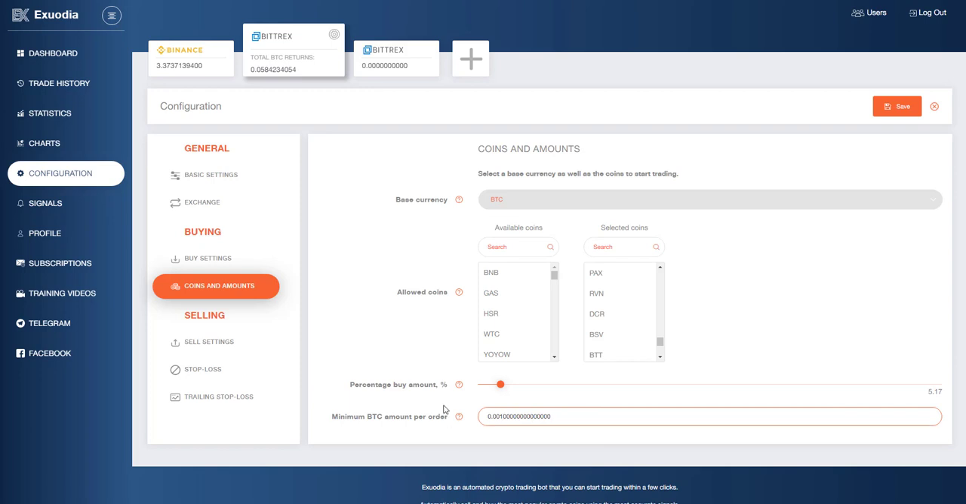But having said that, you've got to make sure that the percentage buy amount follows correctly, like the math adds up when you have your allocated BTC available as well. You've got to make sure that each trade that comes in is above the minimum buy order, because this is the minimum buy order that the exchange allows.